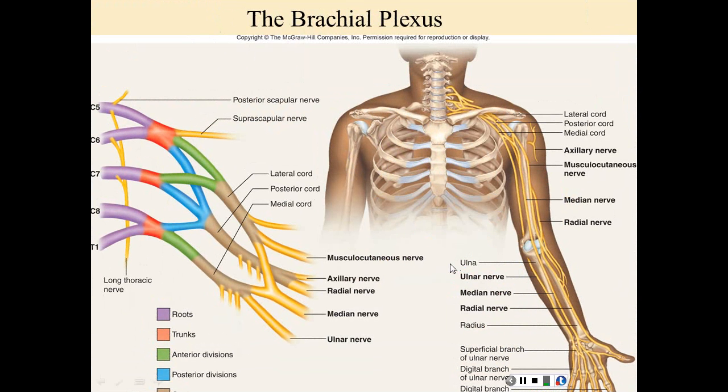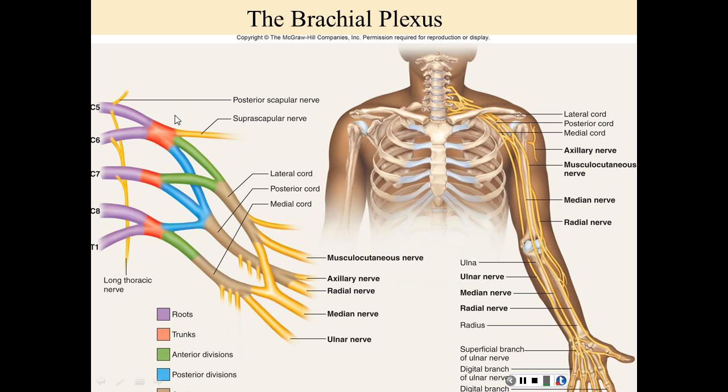Let's head on to the other one on page 496, the brachial plexus. Here we have the roots, we have the trunks in the red, we have the anterior division in the green, and the posterior division in the blue, and the cords, I don't think you guys can see down here, but the cords will be in this brownish or tan color. Now from the brachial plexus, we have a number of nerves that are going to come off of that. We have the ulnar nerve, the median nerve, the radial nerve, the axillary nerve, and the musculocutaneous nerve.